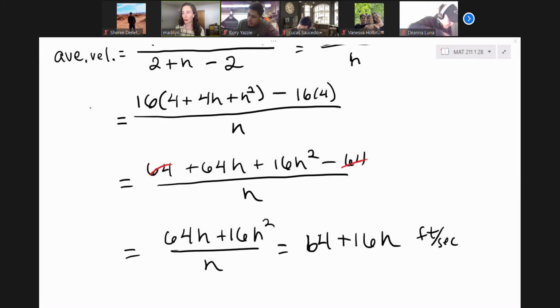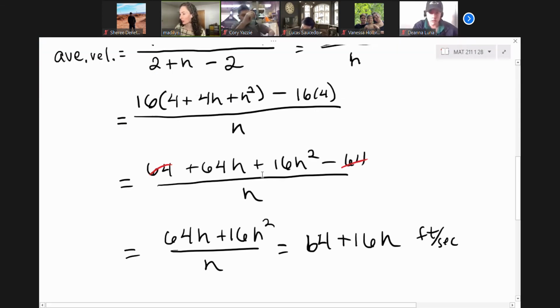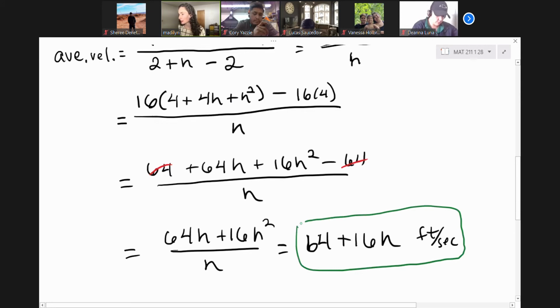So we were able to put in our 2 for our starting time and 2 plus h for the time we're moving. So this little ending formula, 64 plus 16h, would give us the average velocity between 2 seconds and any number of seconds after 2. So h could be anything. It could be 3 seconds after 2, or it could be a half a second. This would give us the average velocity between 2 and any number of seconds after that.